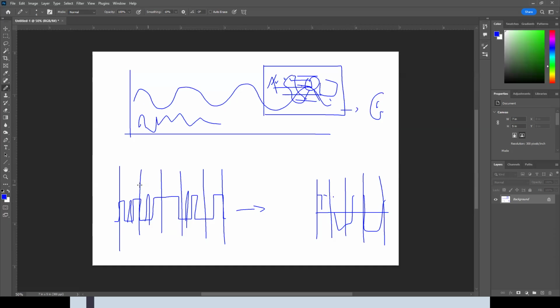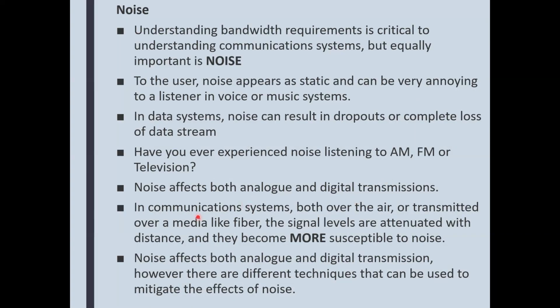So interference in digital systems can completely shut down the transmission, while interference in analog systems can be, well, annoying. Or sometimes if the other signal is strong enough, it could push out the main signal and take over the space. And you're not going to see the channel that you want to see. You're going to see the cooking show.